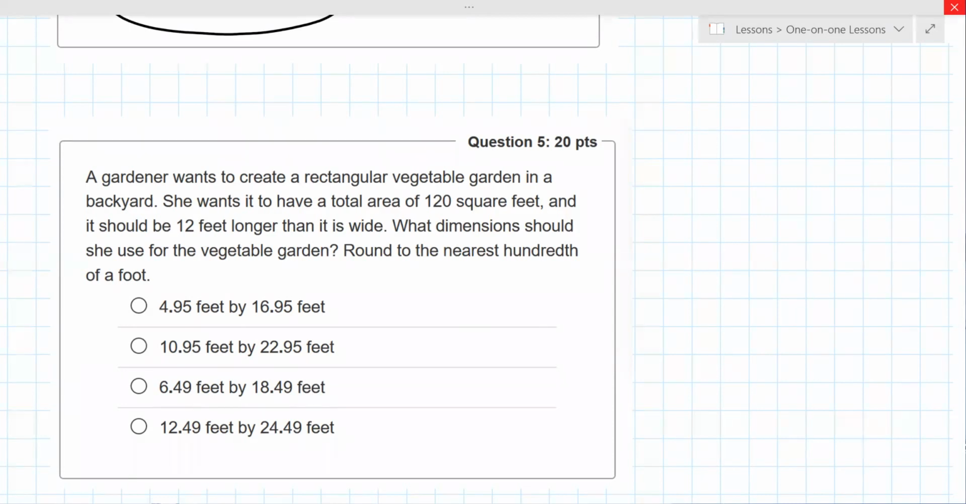Okay, let's go to the next lesson here. I'm pulling up your grade book. Quadratic formula. Okay.